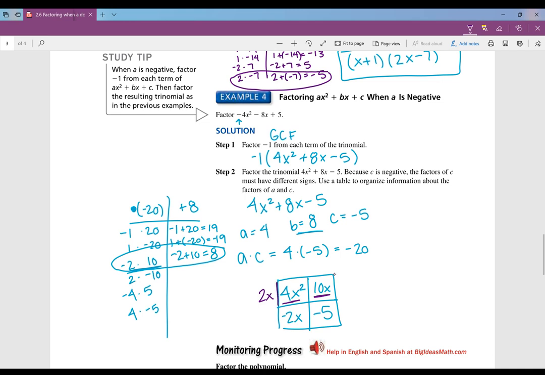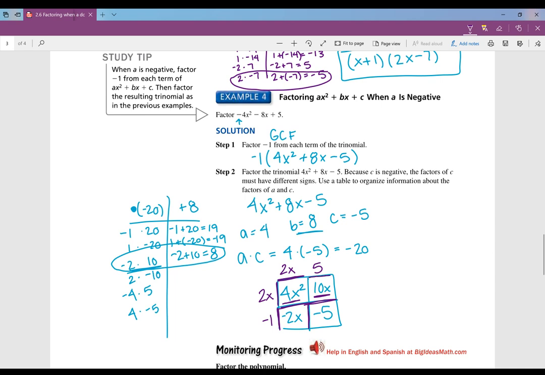And if that side's 2x, what does this top side need to be to get 4x squared? Well, it would need to be 2x as well. And if that side's 2x, what does this side need to be to get negative 2x? That would need to be negative 1. If that side's negative 1, what does this side need to be to get negative 5? It would need to be 5.